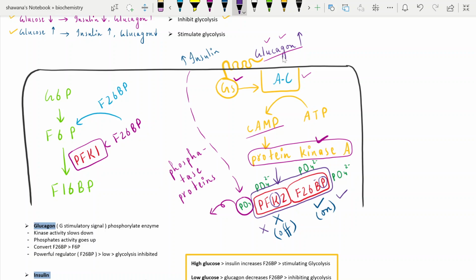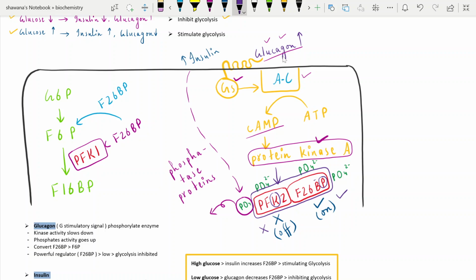Let's revise what we have just studied. Glucagon is there. It acts through the G stimulatory signal. It will phosphorylate the enzyme. Which enzyme? That hermaphrodite that has two domains, a kinase domain and a phosphatase domain. When it's phosphorylated, the kinase activity slows down and the phosphatase domain works. It means phosphatase activity rises. It will convert fructose 2,6-bisphosphate back to fructose 6-phosphate.